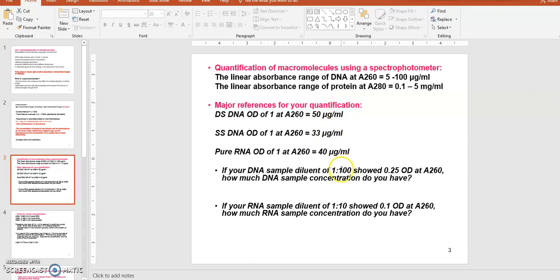But again, you have to consider the dilution here. So the original DNA sample, which is not diluted, will be 100 times more of the concentration. So you have to multiply 100 by that. Okay, does it make sense? That's how you're going to do it.